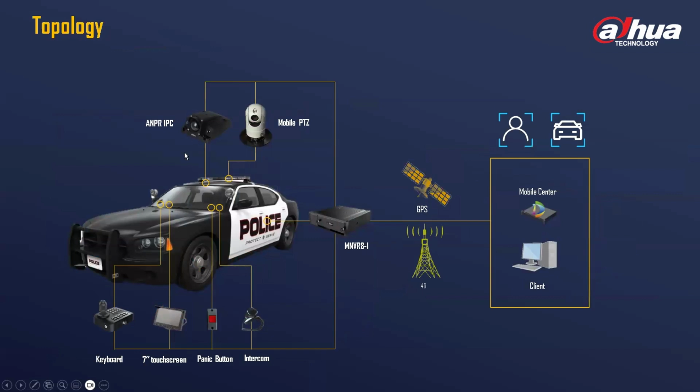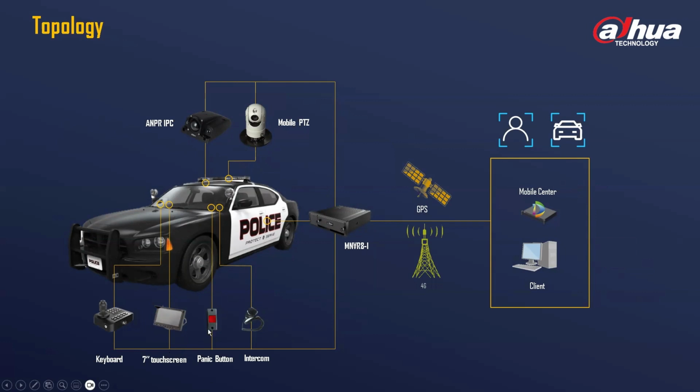Then we have this topology for a police car. We'll have the ANPR camera here fixed. ANPR is automatic number plate recognition. We have the mobile PTZ also at the top so that the police can change the position, zoom in and out of different items and all that. Then we have the keyboard to control this PTZ. We have the touch screen for police to perform face search, number plate search and such things.